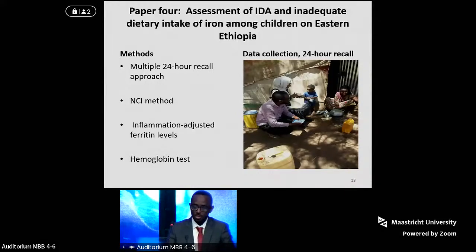We also did biochemical tests like ferritin and serum iron, and we also measured inflammation markers like CRP to adjust for inflammation. And finally, we did the hemoglobin test.